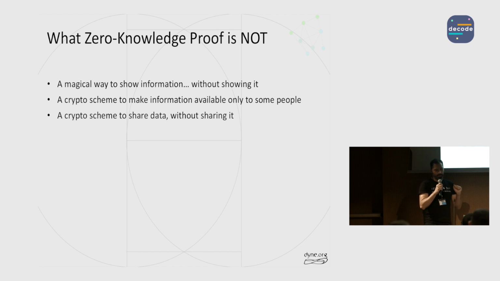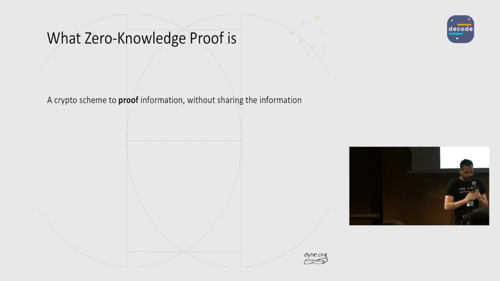It is not a crypto scheme to share data without sharing it, because that's also something we heard. Because zero knowledge proof is connected with something called zk-SNARKs, which means offline zero knowledge proof, people thought that you put some data offline somewhere and then magically they appear somewhere else on someone else's computer. No, we're not there yet. Very, very shortly, zero knowledge proof is a cryptography scheme to prove information without sharing the information.